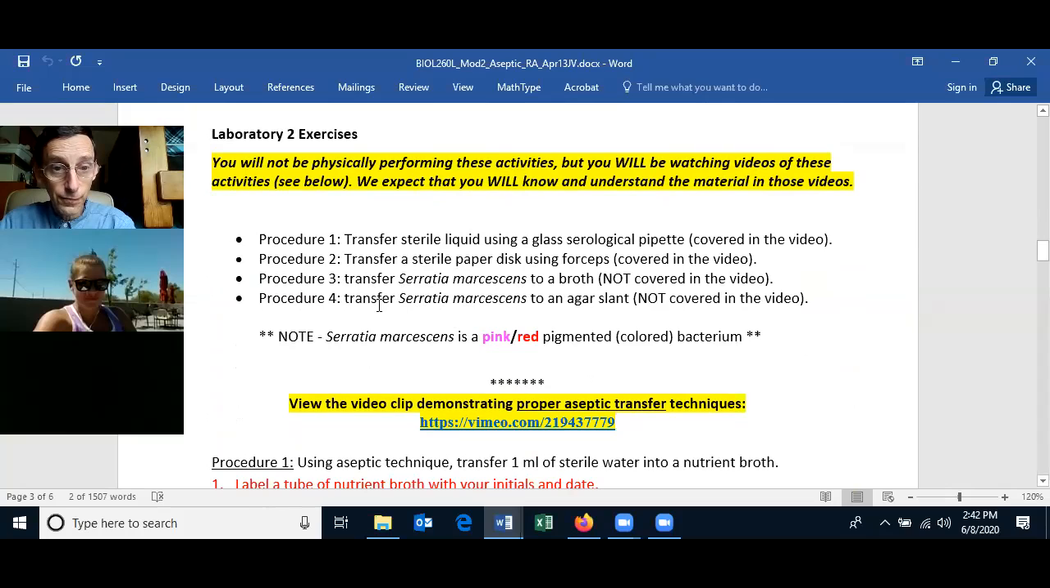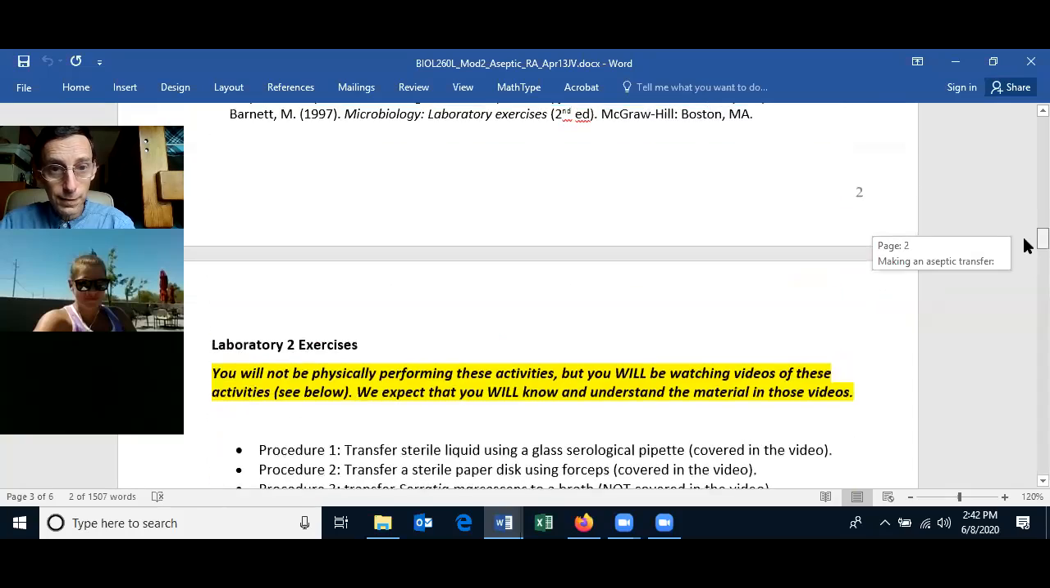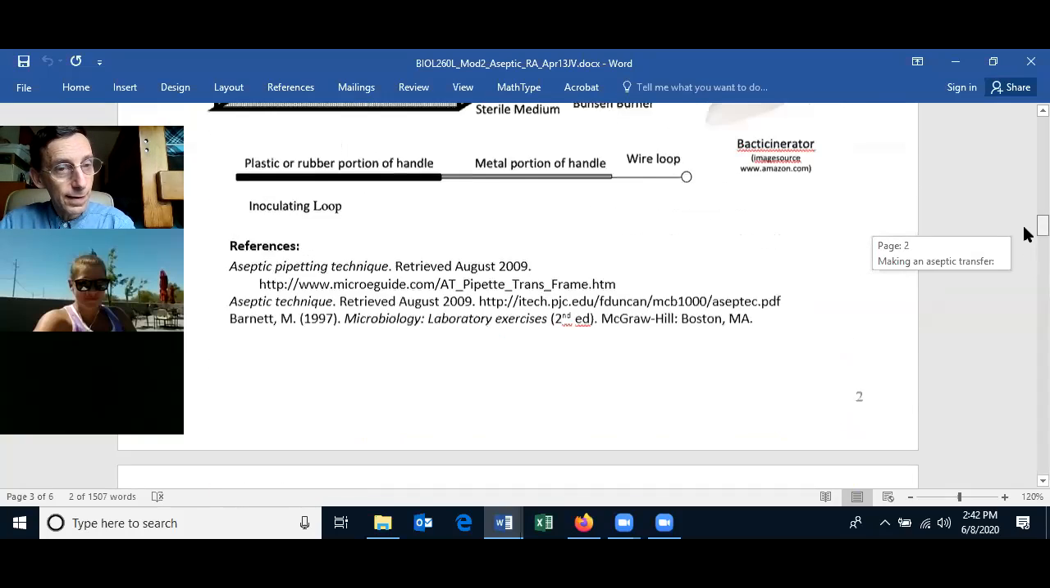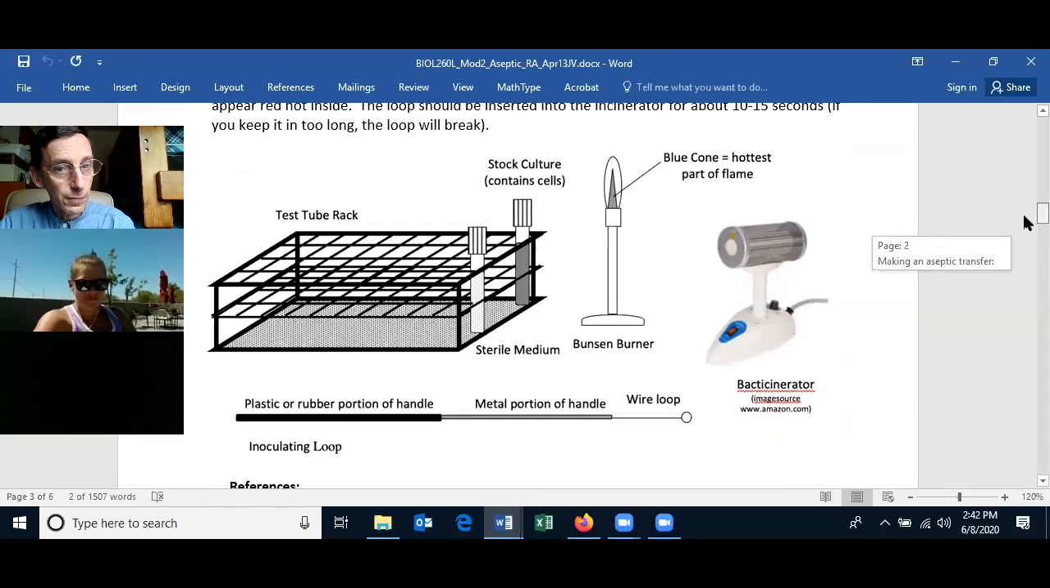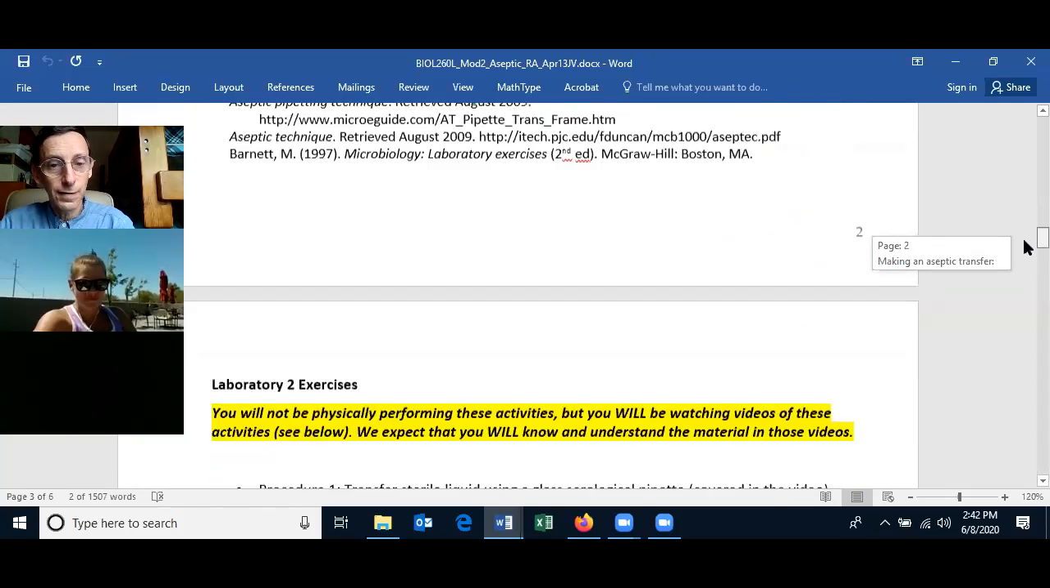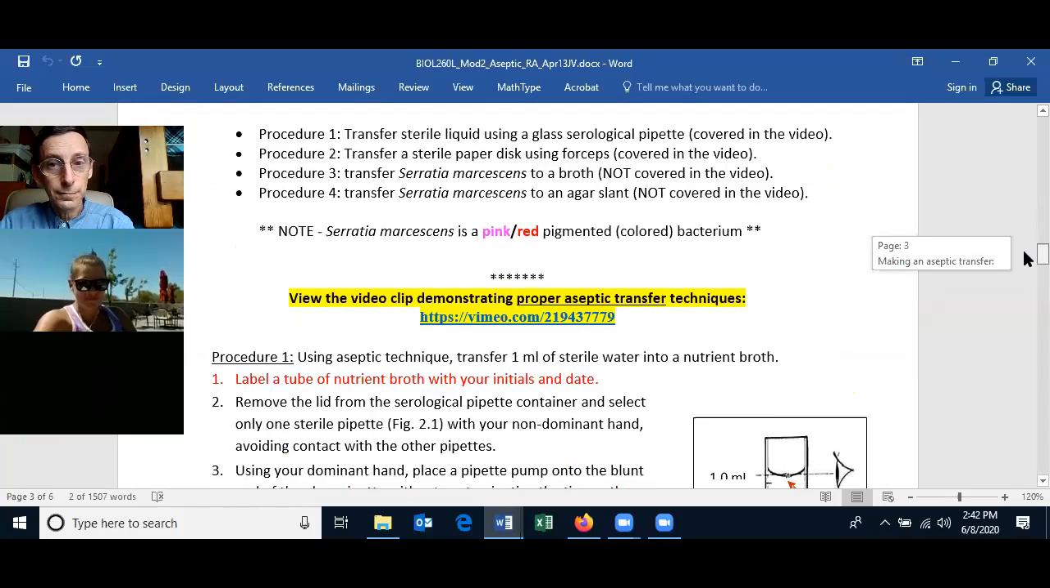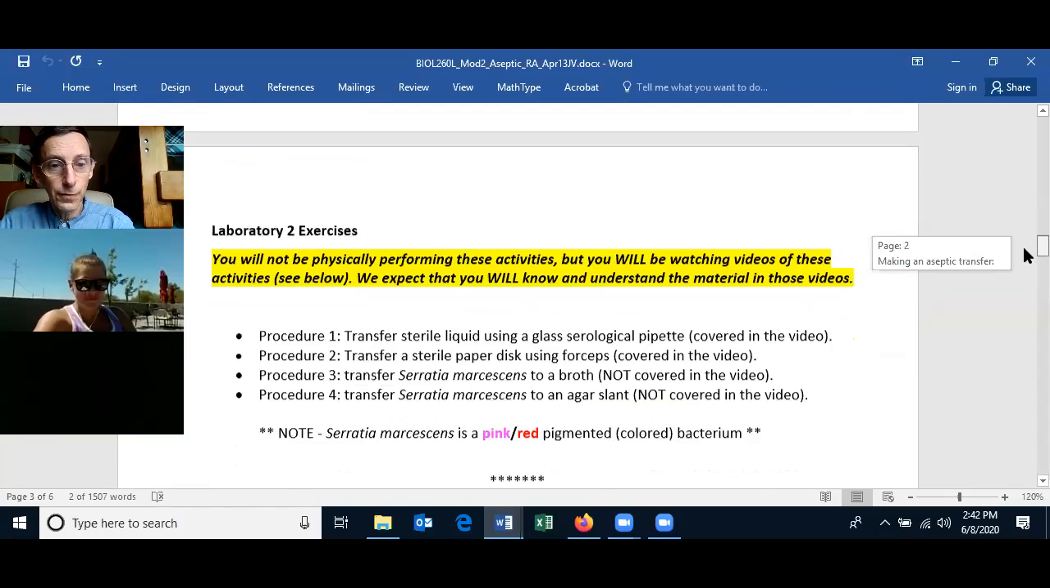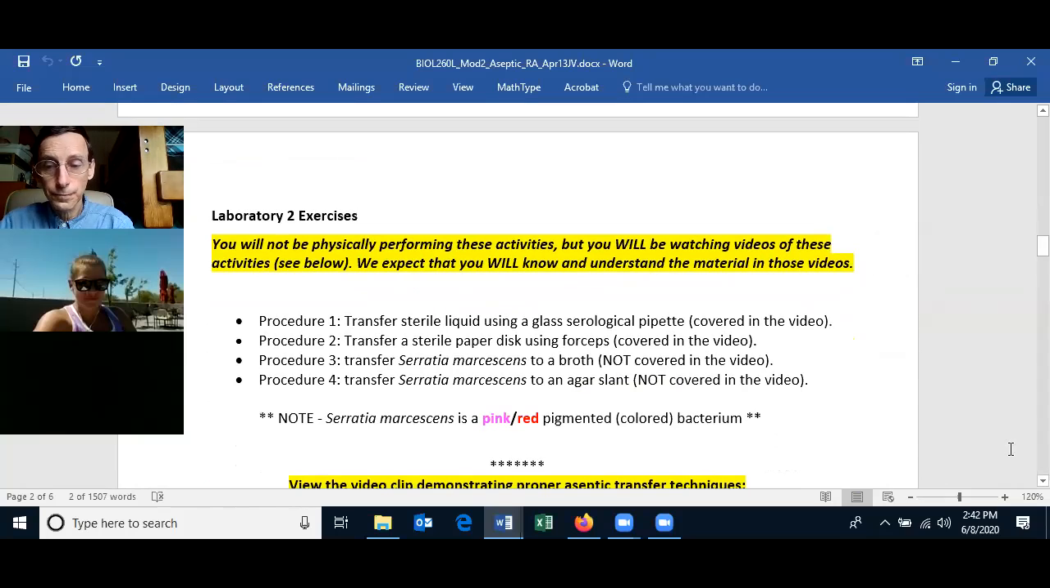And then procedure 4, transferring Serratia marcescens to an agar slant. Also not covered in the video, but you will be working with a loop in the slant. And I thought you were transferring from a petri dish to another dish, which is very similar to what you're doing in procedure 4, except you'll be doing it into a slant instead of into a petri dish.